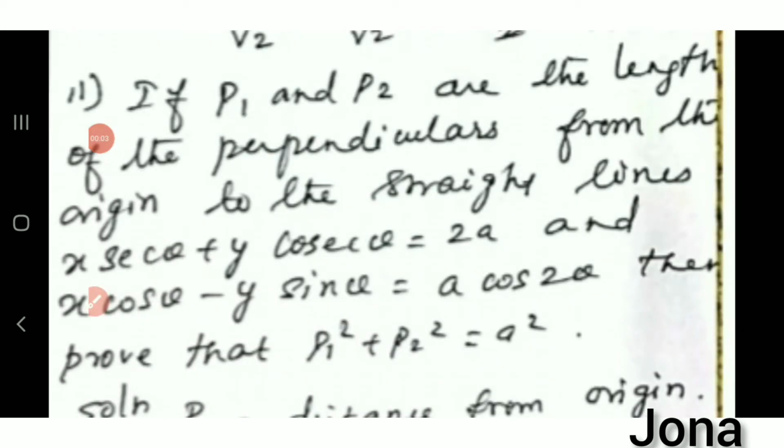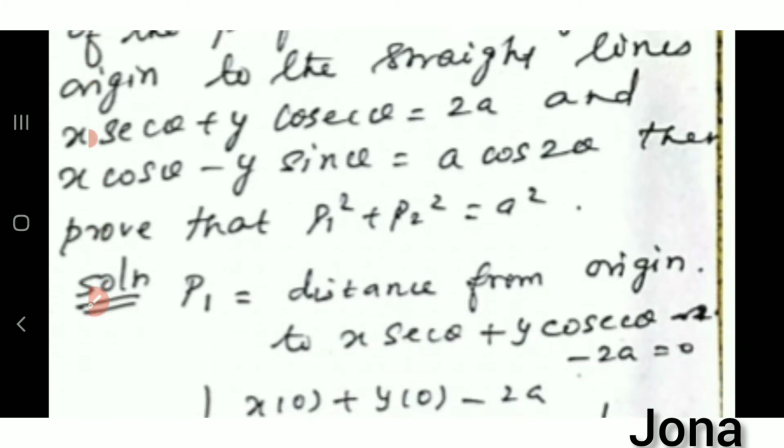Eleventh problem. If P1 and P2 are the length of the perpendiculars from the origin to the straight lines x secant theta plus y cosecant theta equal to 2a and x cos theta minus y sin theta equal to a cos 2 theta, then prove that P1 square plus P2 square equal to a square. Here P1 and P2 are the length of the perpendiculars from the origin to the straight lines. We have to prove P1 square plus P2 square equal to a square.